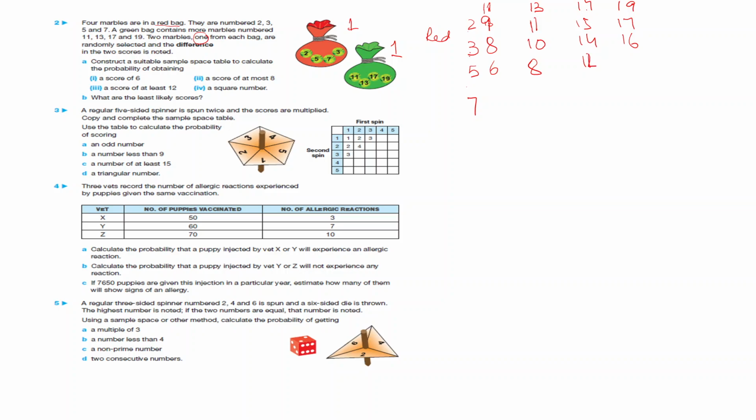No, it's not 12. And 19 minus 5 is 14. 14. And 11 minus 7 is 4. 17 minus 7 is 6. And 17 minus 7 is 10. And 19 minus 7 is 12.